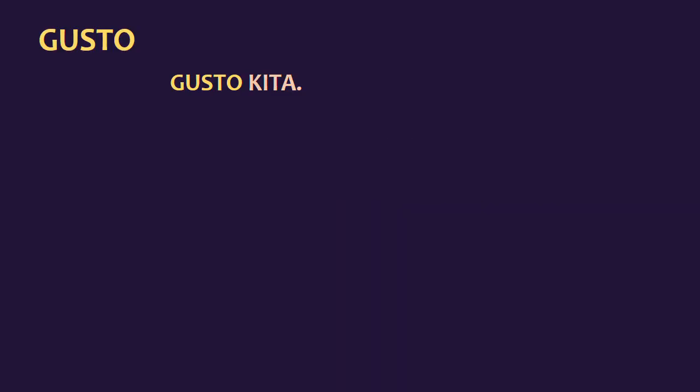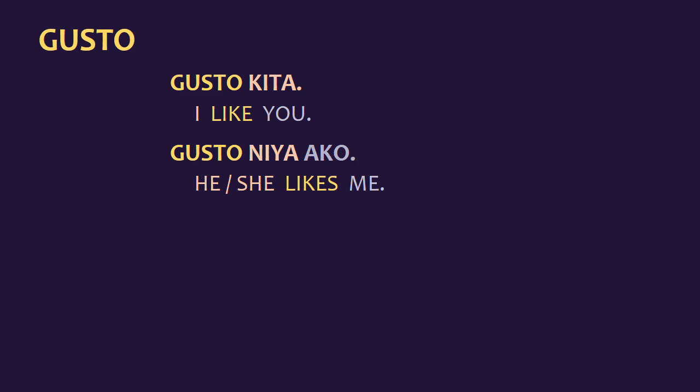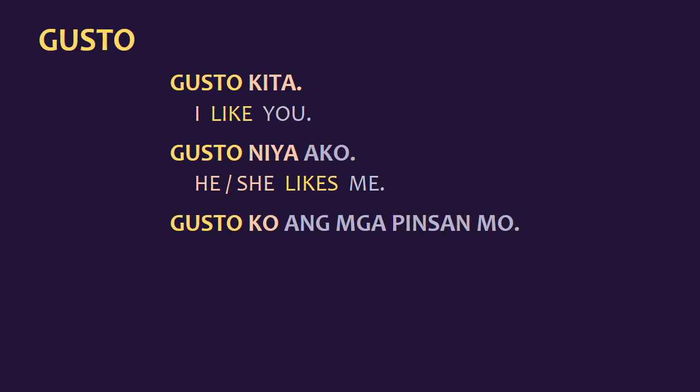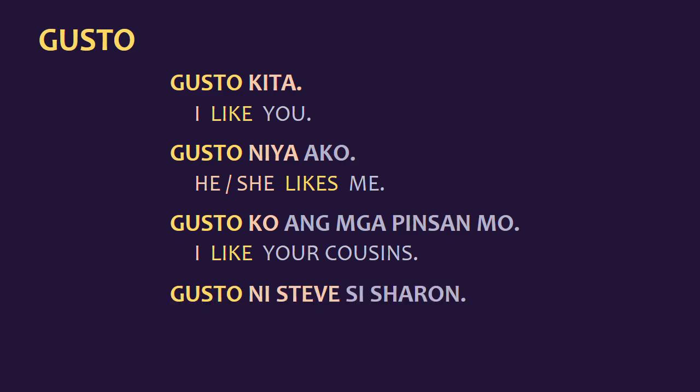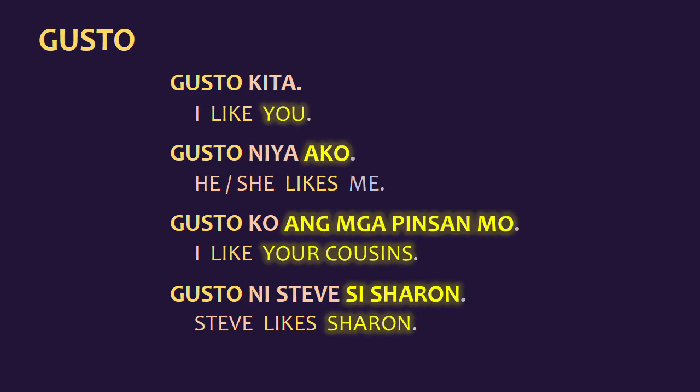Gusto kita. I like you. Kita is a Tagalog pronoun when the doer of the action is I and the receiver is you. Isa pang halimbawa, gusto niya ako. He or she likes me. Gusto ko ang mga pinsan mo. I like your cousins. Gusto ni Steve si Sharon. Steve likes Sharon. And as you can see in my examples, I'm stating that a person likes another person. So in these cases, you should use gusto.